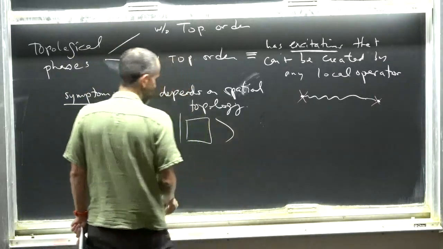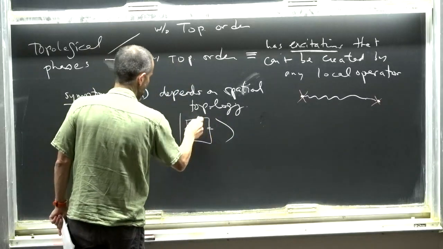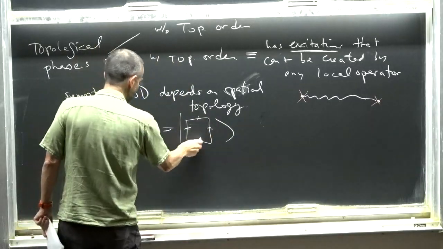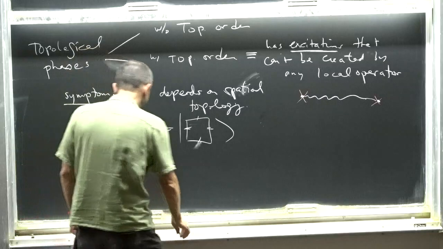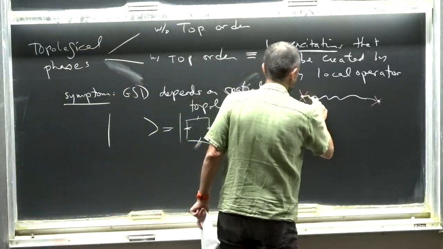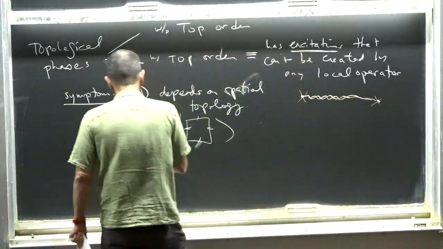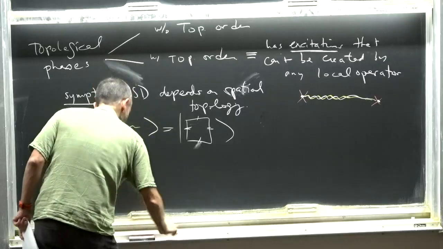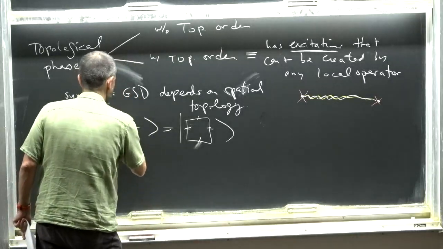So here's one ground state on the torus. They are related to each other by the action of, here, let me draw it in yellow just to emphasize that it's the same thing, by the action of these operators that transport the anyons.